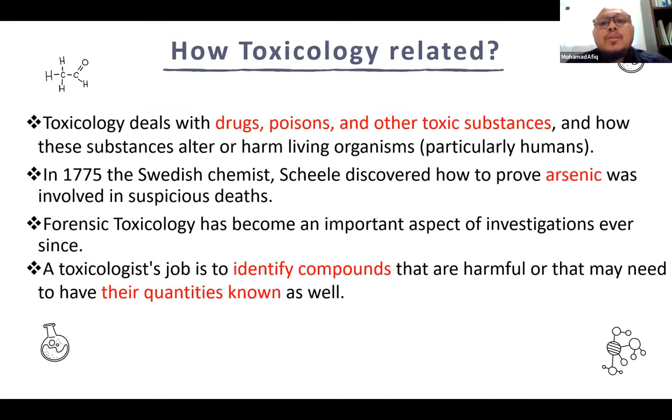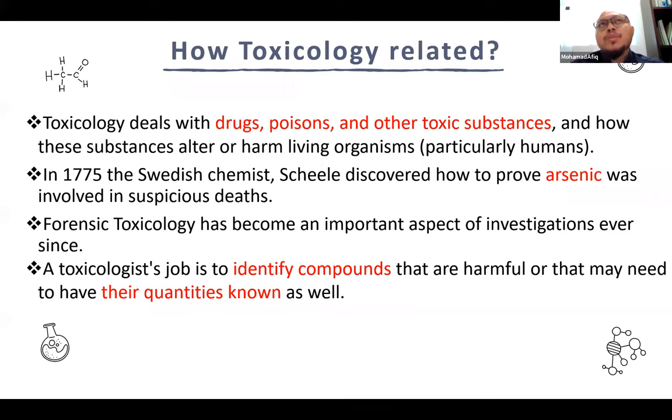How is toxicology related to forensic science? Toxicology is related when we want to deal with drugs, poisons, or other toxic substances. In 1775, one of the chemists discovered how to prove the use of arsenic in suspicious deaths, including homicide and suicide. Later on we will learn the differences between homicide, suicide, and other kinds of manner of death. After that, toxicology became more important. The job of toxicologists is to identify the compounds and know their quantity as well. Later on, we will learn about the role of the forensic toxicologist.